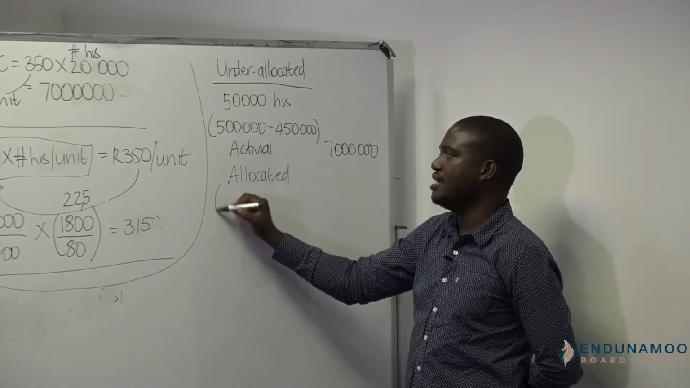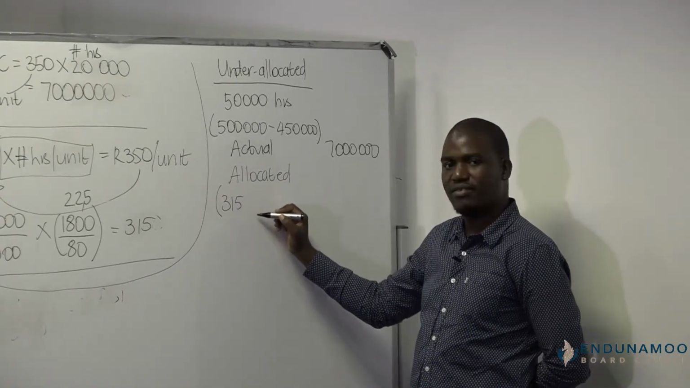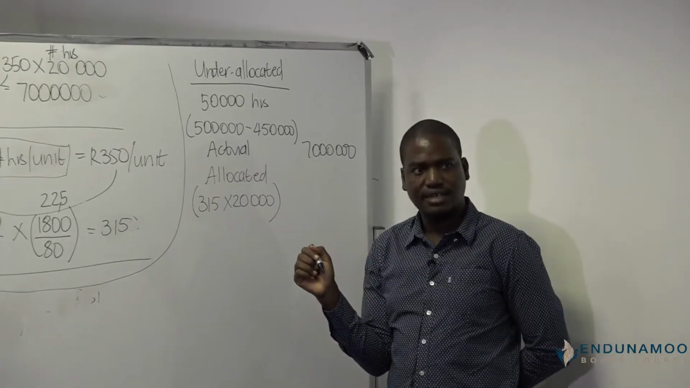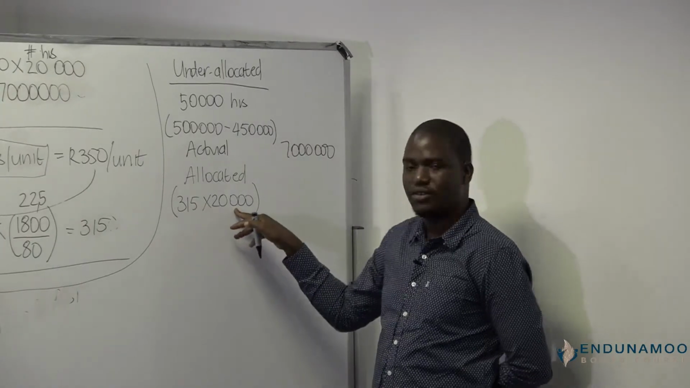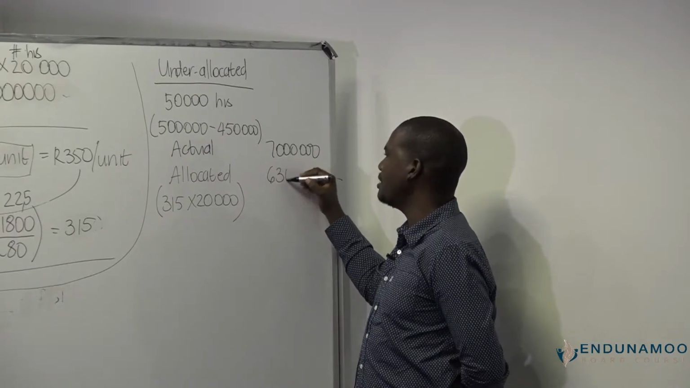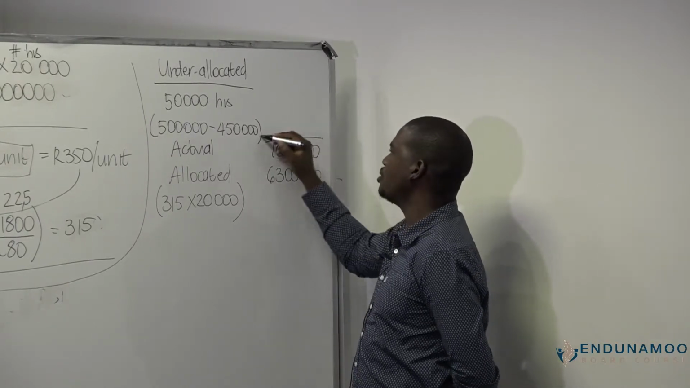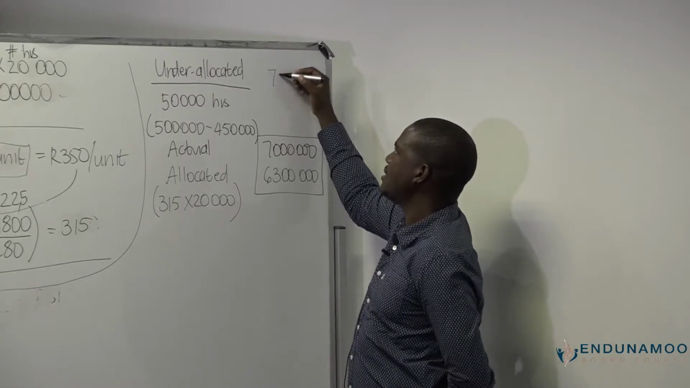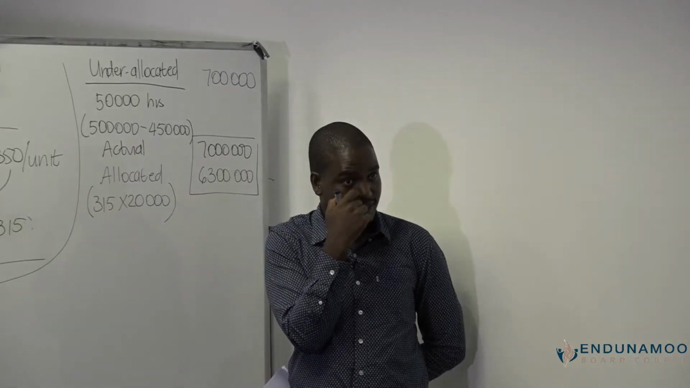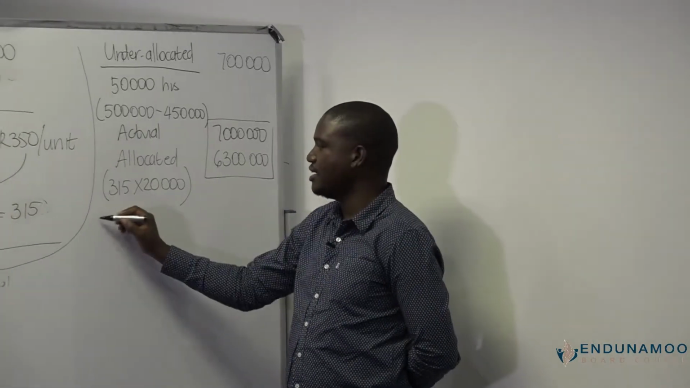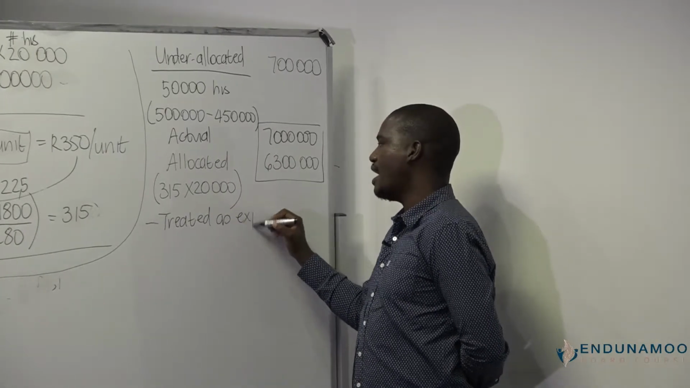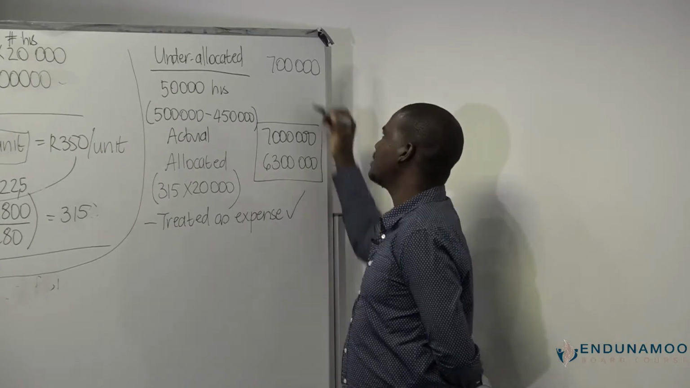How much have you allocated? You have allocated 315 multiplied by 20,000 units manufactured. Does that make sense? So how much have you allocated? 6.3 million. So how much have you not allocated? 700,000. What does the standard say about under allocation? It should be treated as an expense. Under allocation should be treated as an expense.